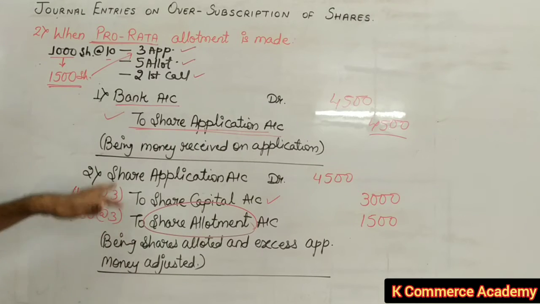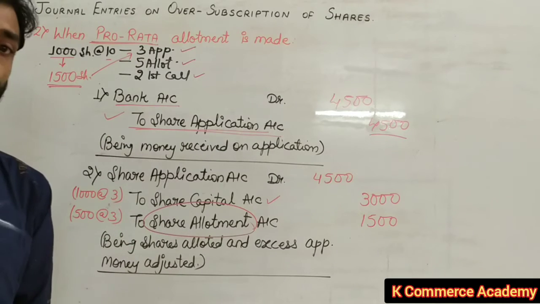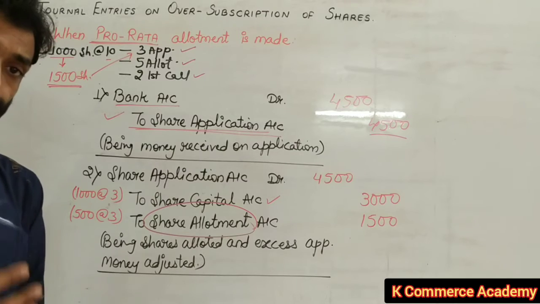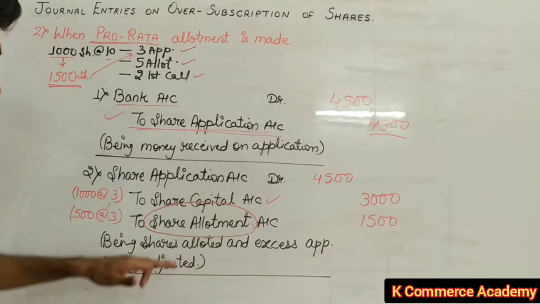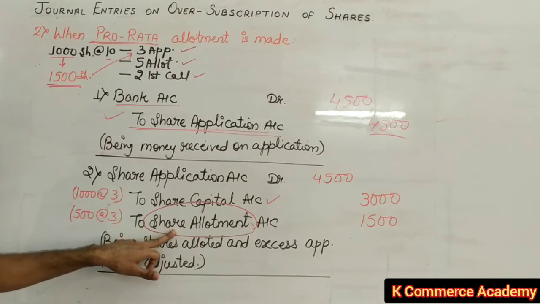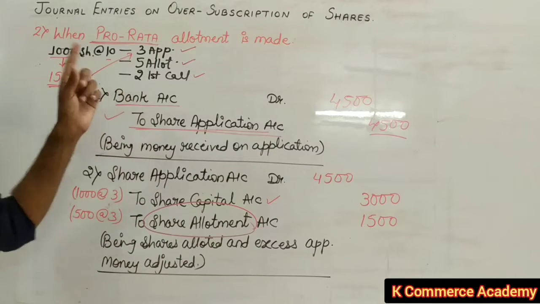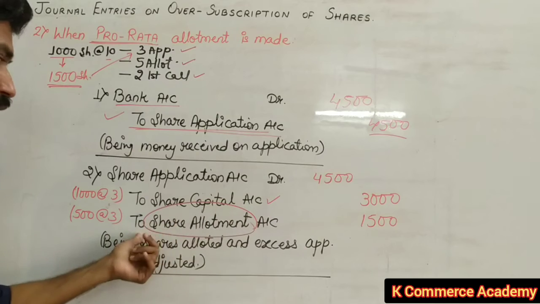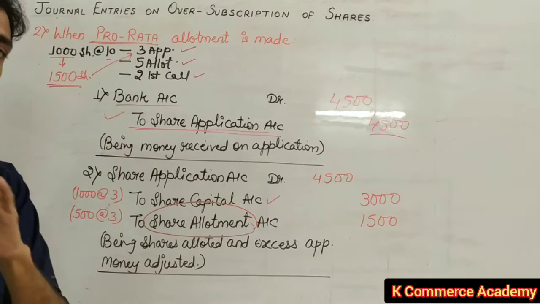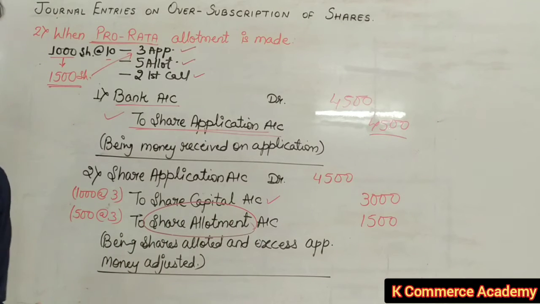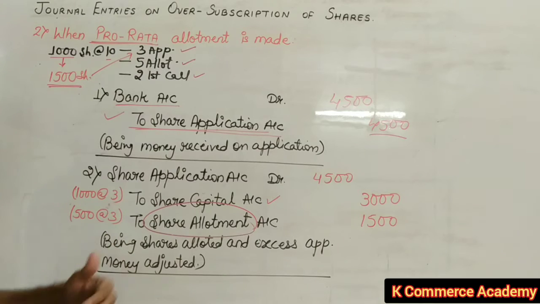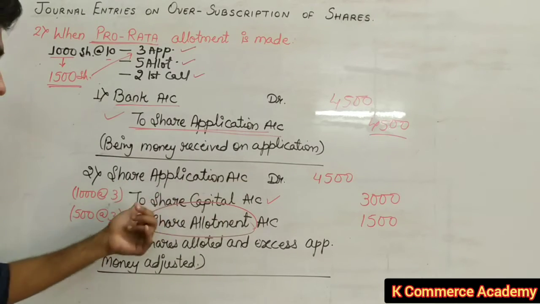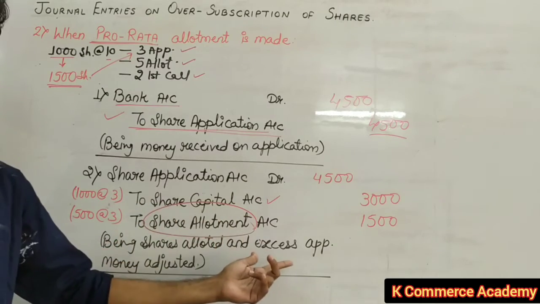So this is a situation where the shares have been allotted on a pro rata basis and excess application money has been adjusted towards sum due on allotment. जब आप रिफंड करेंगे तो आप एंट्री करेंगे शेयर एप्लीकेशन अकाउंट डेबिटेड टू शेयर कैपिटल अकाउंट टू बैंक अकाउंट, और जब आप एक्सेस एप्लीकेशन मनी को प्रो रेटा बेसिस पे शेयर अलॉटमेंट पे एडजस्ट करेंगे तो आपकी जनरल एंट्री हो जाएगी शेयर एप्लीकेशन अकाउंट डेबिटेड टू शेयर कैपिटल अकाउंट टू शेयर अलॉटमेंट अकाउंट.